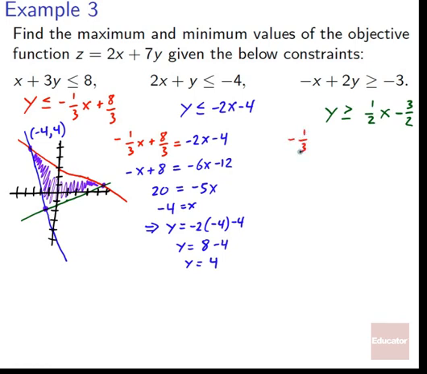So negative 1/3 x plus 8/3, as if that was the line, would be equal to, because we're looking for the intersection, 1/2 x minus 3/2. So where do those intersect? Let's multiply everything by 6 just so we can get rid of these fractions. I think that makes it easier to look at. So multiply everything by 6. I'll just choose red for the color I'll use here.